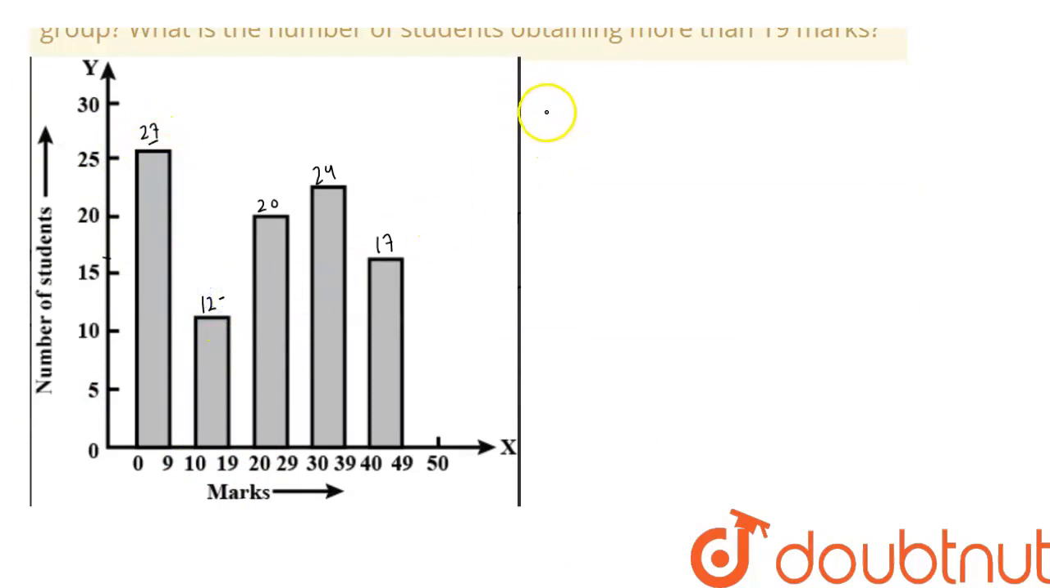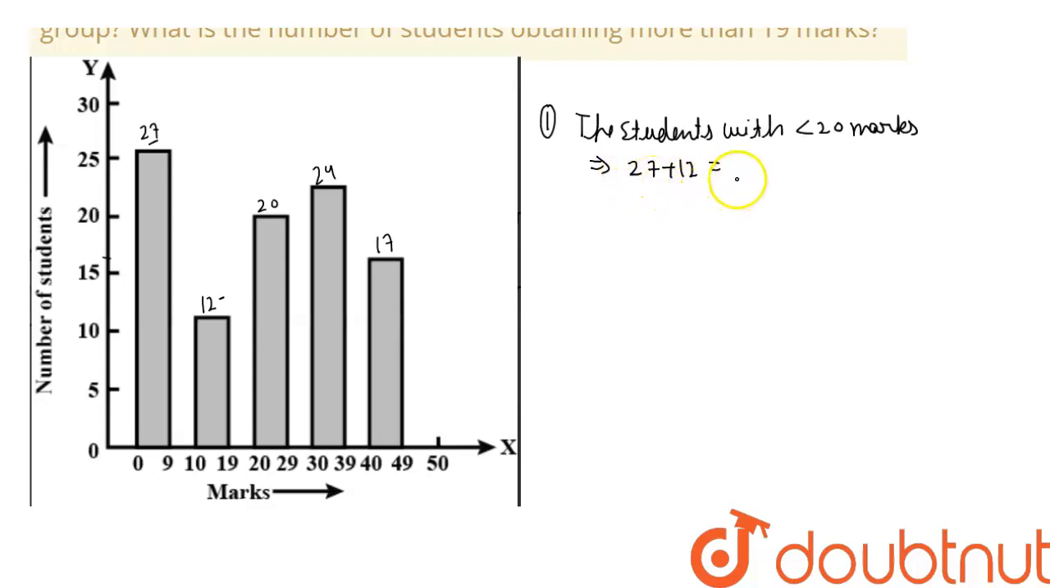So here we are going to write the solution for the first part. We need the students with less than 20 marks in the mathematics test. If we calculate them, then we have 27 plus 12 such students. If we solve this, we get 39. So there are a total of 39 students who have got marks less than 20 in this range.